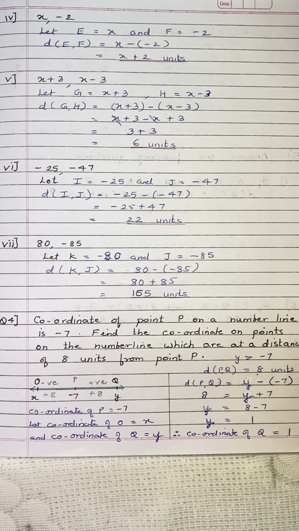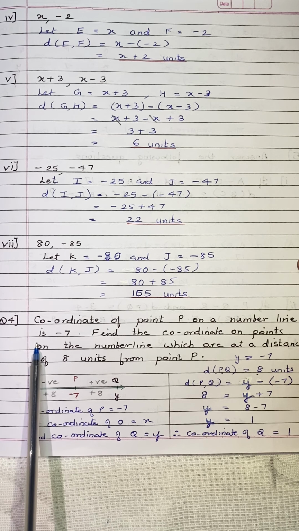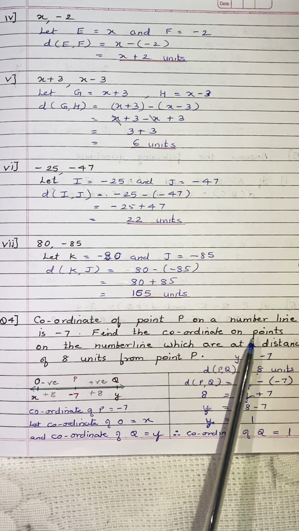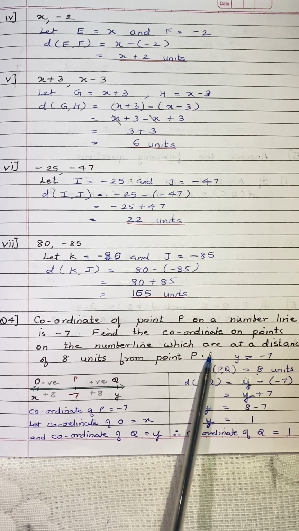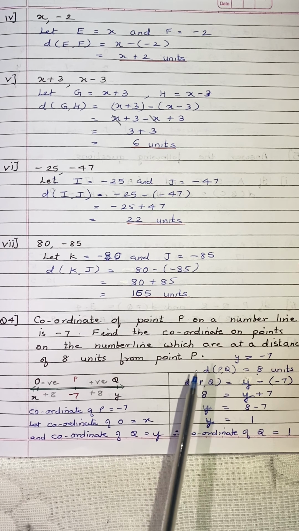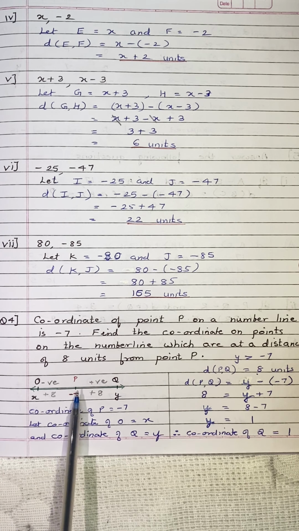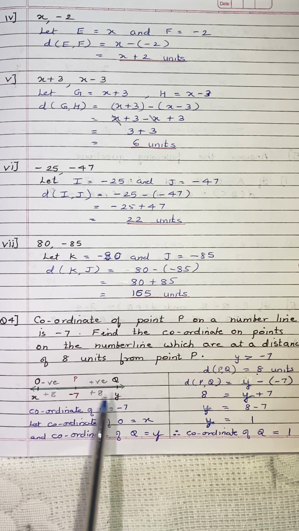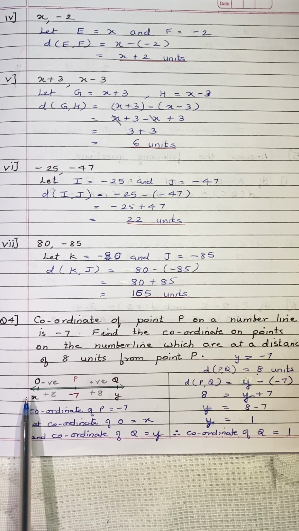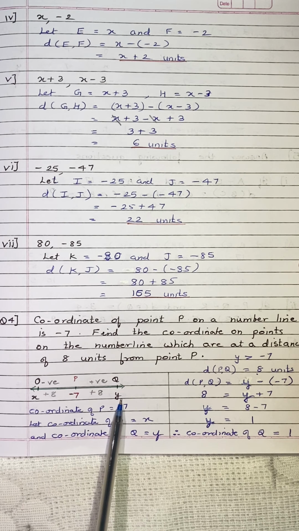Question number 4. Coordinate of point P on a number line is negative 7. Find the coordinates of points on the number line which are at a distance of 8 units from point P. So it can be positive also, it can be negative also. So if P is negative 7, then we have to go 8 units to the right of negative 7 and 8 units to the left of negative 7. So we will consider those coordinates as x and y.